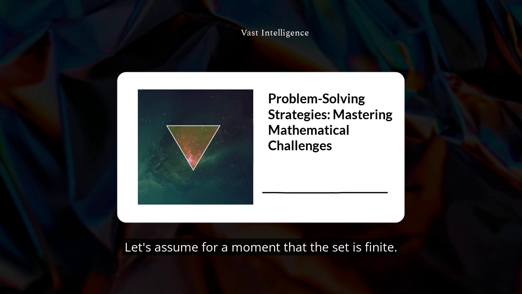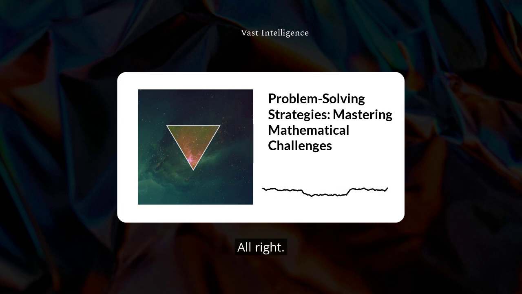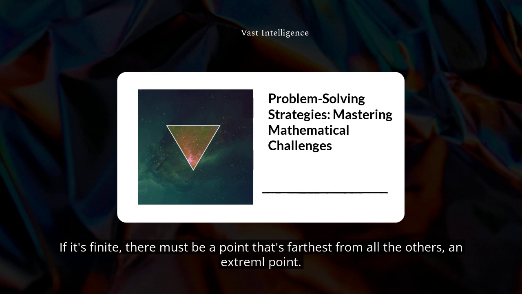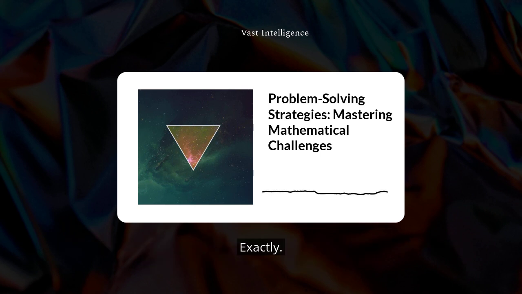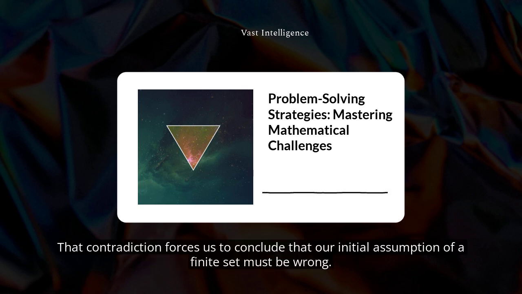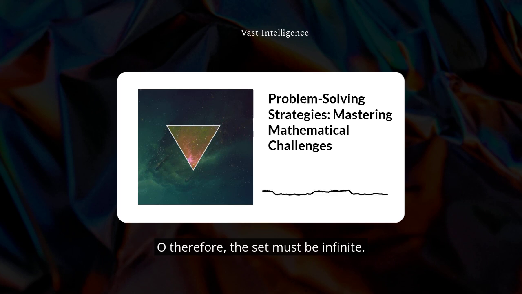Let's assume for a moment that the set is finite. If it's finite, there must be a point that's farthest from all the others, an extremal point. But if it's a midpoint, there has to be another point even farther out, right? That contradicts our initial assumption. Exactly. That contradiction forces us to conclude that our initial assumption of a finite set must be wrong. Therefore, the set must be infinite.